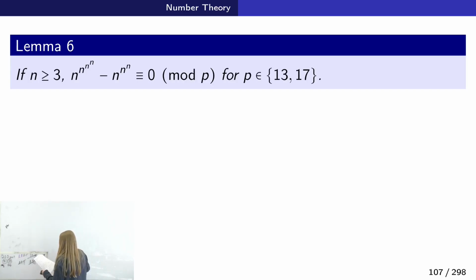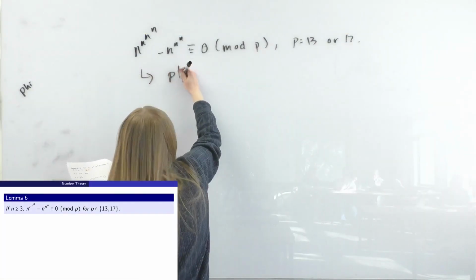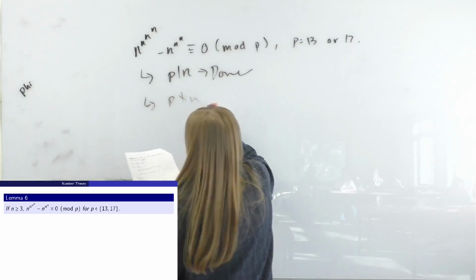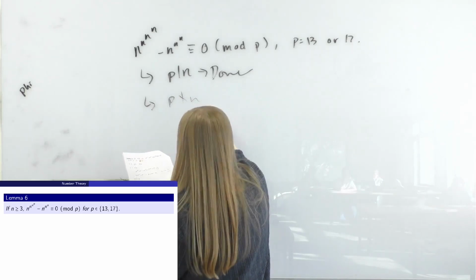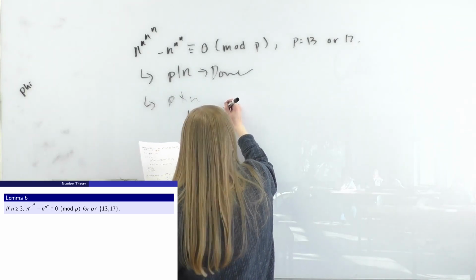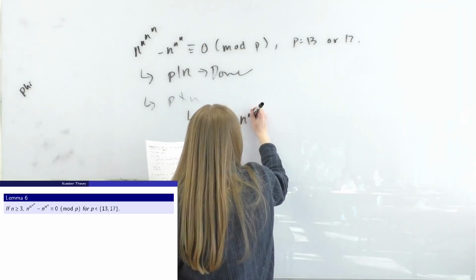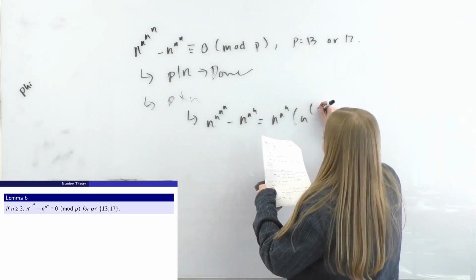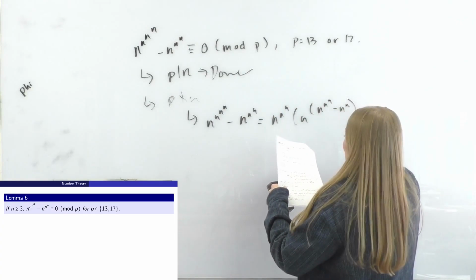I don't know. Okay. So we have if n is greater than or equal to 3, then n^(n^(n^n)) minus n^(n^n) is congruent to 0 mod p, where p is 13 or 17. So if p divides n, done. You guessed it: if p does not divide n, we're not done. We're going to write n^(n^(n^n)) minus n^(n^n) as n^(n^n) times (n^(n^(n^n) - n^n) minus 1).